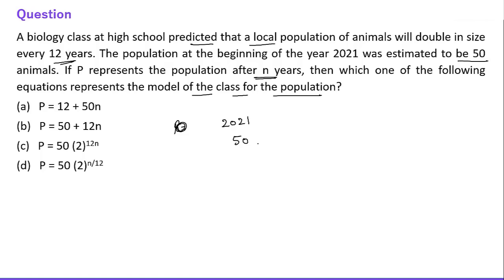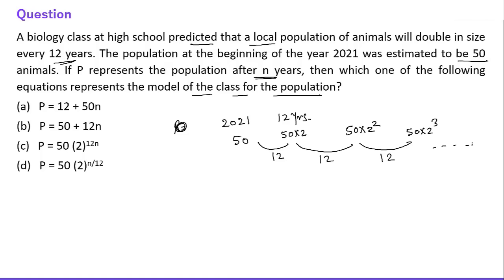So in 2021, the population was 50, right? So after 12 years, the population will be 50 into 2, that is 100. And after again 12 years, this will be 50 into 2 into 2. So 50 into 2 squared. After more 12 years, this will be 50 into 2 squared into 2. So 50 into 2 cube.